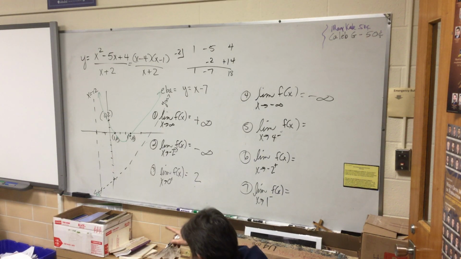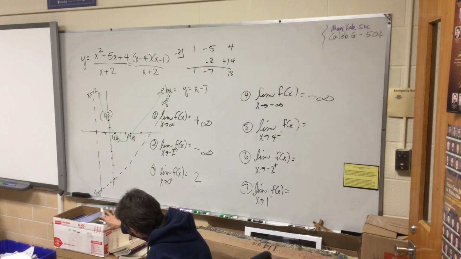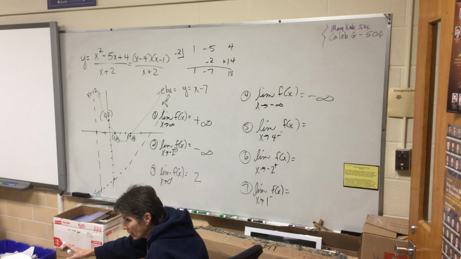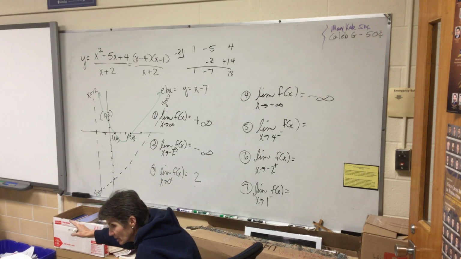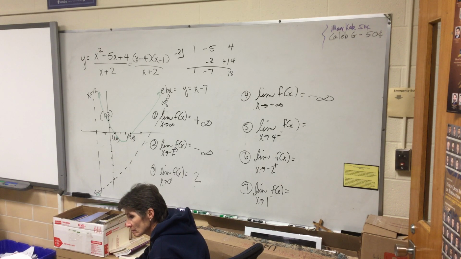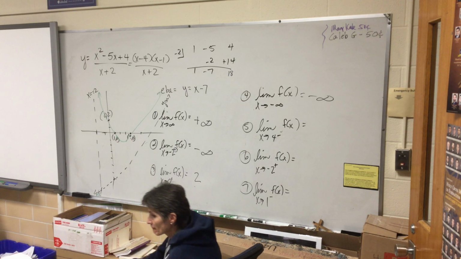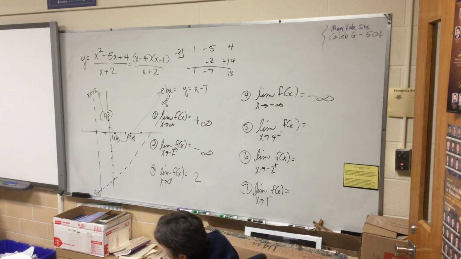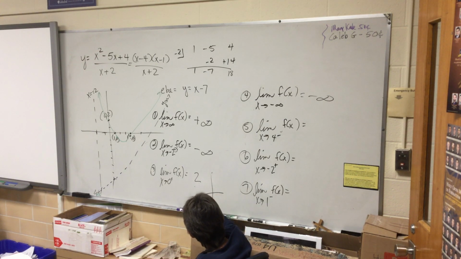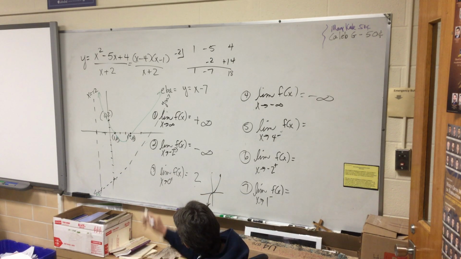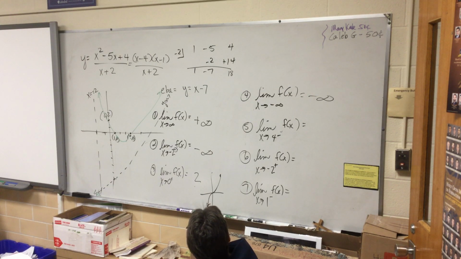Because as you go left, if I had more room and I could just keep drawing, the farther left I go, the farther down I'm going to go, right? That's your end behavior. Just like your cubing function. Your end behavior is negative infinity. The further left you go, the further down you go. Same idea. All right, what about number 5?